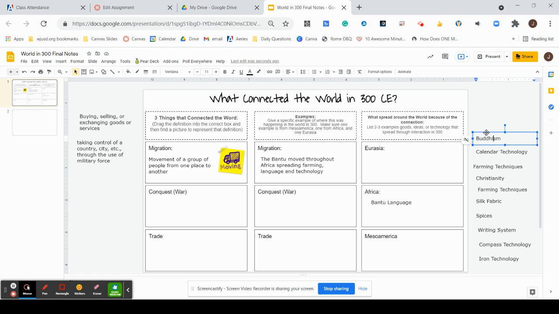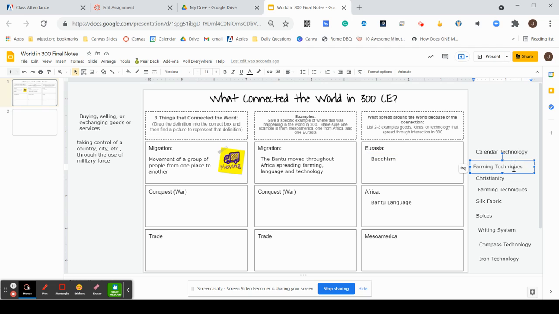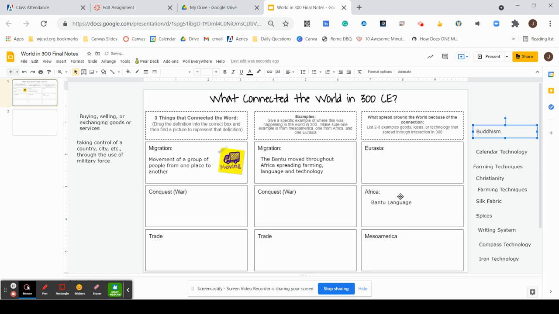Then I'm going to look at, okay, Buddhism. Where did Buddhism spread in 300? I know that it's going to spread on the Silk Road throughout Eurasia. So I'm going to drag that there. You're going to keep going until you have all of these dragged into the boxes. You'll notice that farming techniques is on here twice because it happened in multiple places, so you're going to have it on there twice.